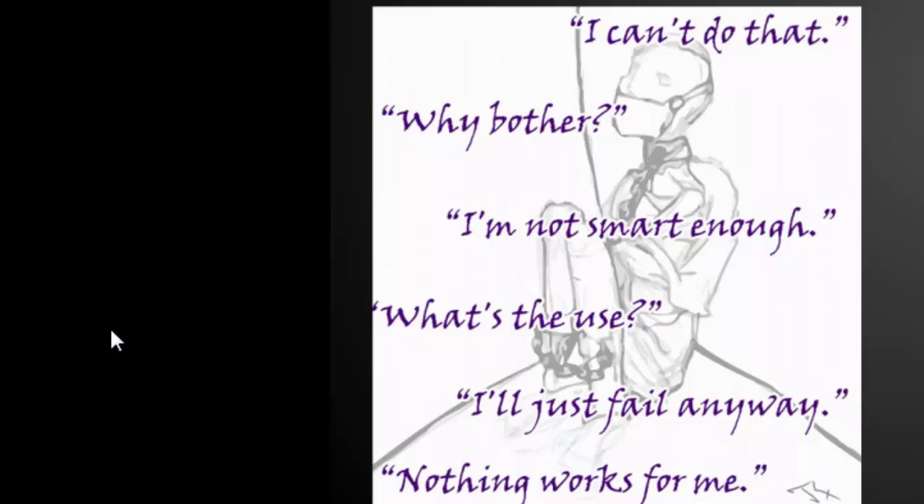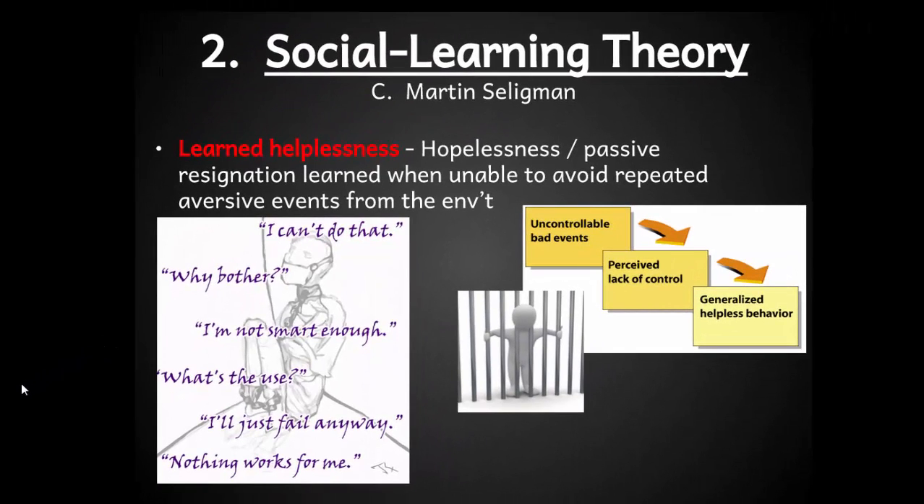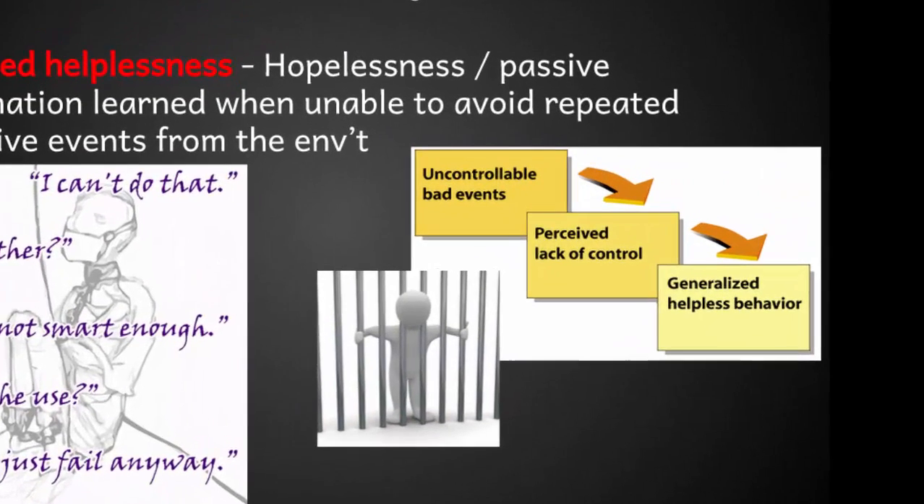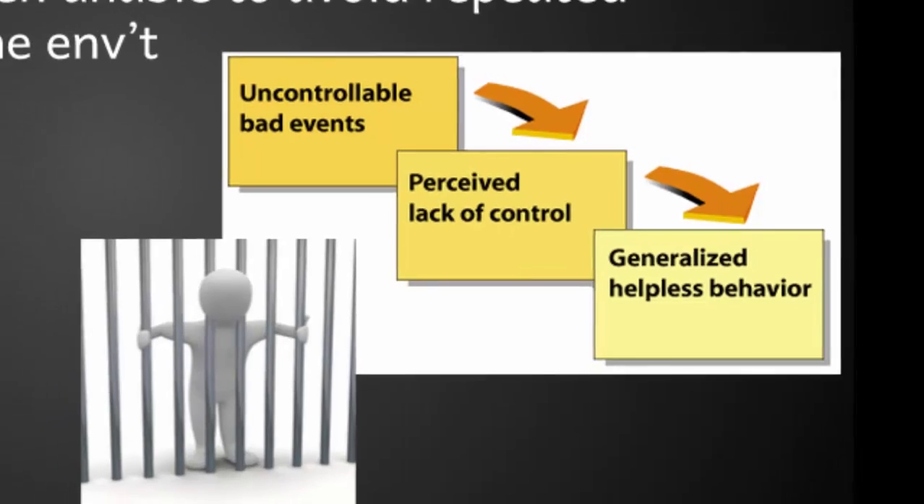So over and over and over again, when that happens, you'll see some of the thoughts that go through the mind of a person who's continually failed. I can't do it. Why bother? I'm not smart enough. What's the use? I'll just fail anyway. Nothing works. And this can lead to depression, like we talked about in Psych 1. When we don't feel like we have control over our environment, the ultimate worst thing that can happen to us is just the idea that we give up. It might be in just one area of our life, but it could be something that becomes more global, and we just feel trapped in every area of our lives.